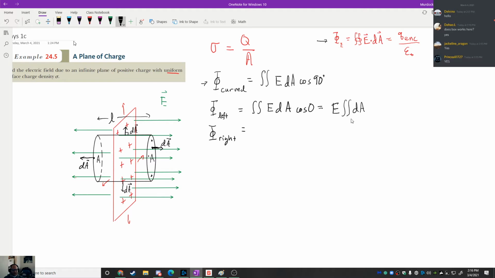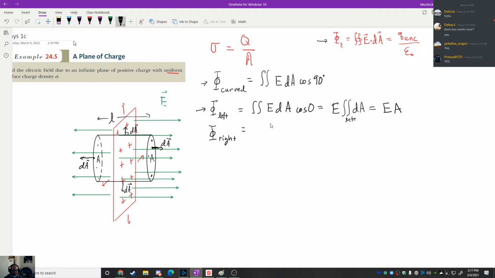dA, but now we're just integrating over this surface on the right-hand side. Whoops, we're doing left first. We're going to get the same answer for both, sorry. On the left-hand side, we're just integrating over this surface, the end cap. So when we do that integral over that left surface, you could even indicate that it's the integral over the left cap if you wanted to down here. Then this is just going to give us E times A, where A in this case just represents the area of that end cap over there.